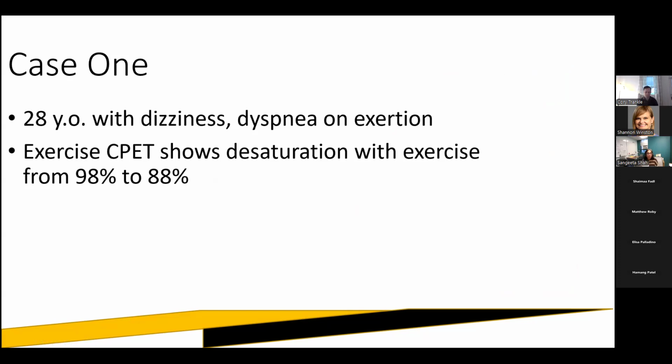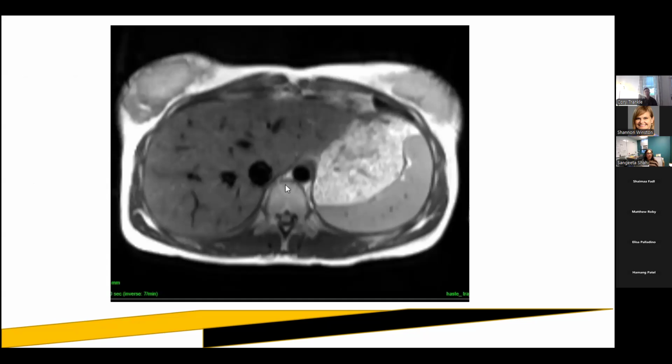So let's go through some cases, starting with a 28-year-old who has dizziness, dyspnea on exertion, and doesn't understand why she gets these episodes of tachycardia and shortness of breath intermittently. She does have simple congenital heart disease, which is not what I am going to show you mostly. But what was interesting is that she desatted on a cardiopulmonary stress test by 10%.